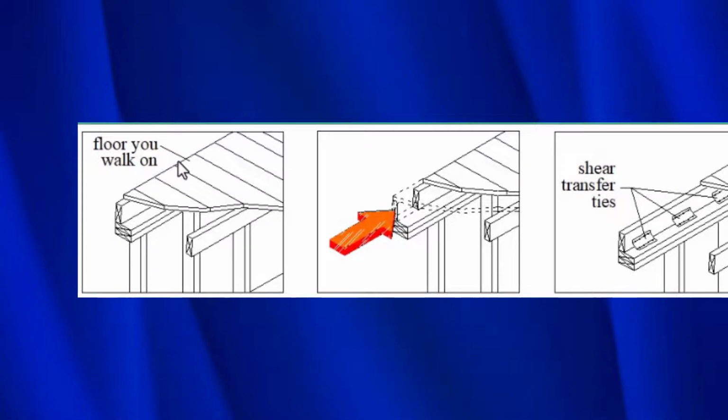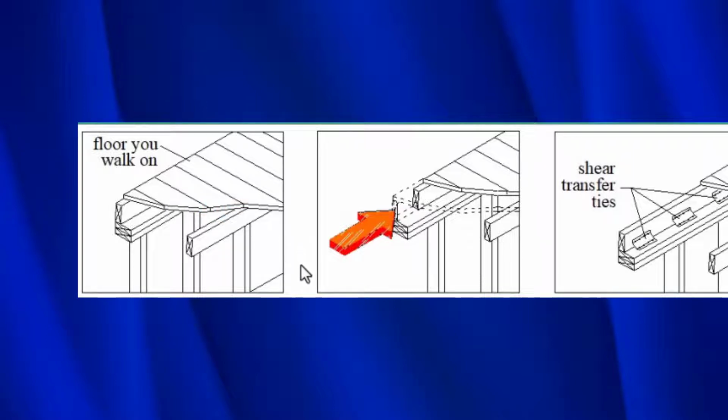So this is the floor that you walk on. And then this is the floor framing that supports the floor you walk on. And then this sits on top of the cripple wall. And then this right here is the cripple wall itself. Now, an earthquake comes, we can't have this floor framing slide on top of the cripple wall. Naturally, we'll get damaged like we saw before.